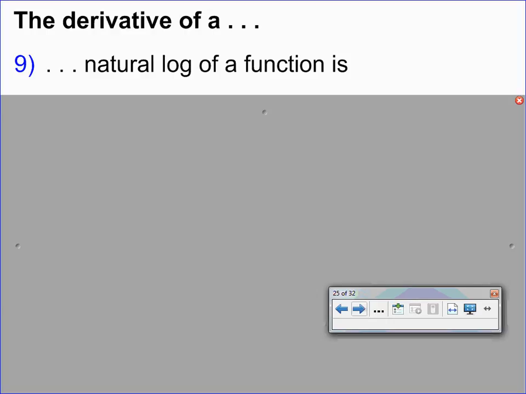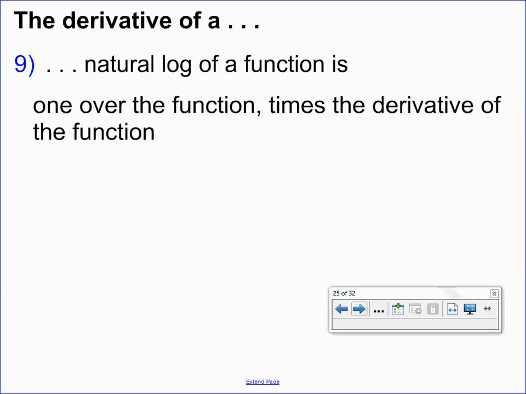Number 7. 1 over the function times the derivative of the function. Very nice. Plus 10.